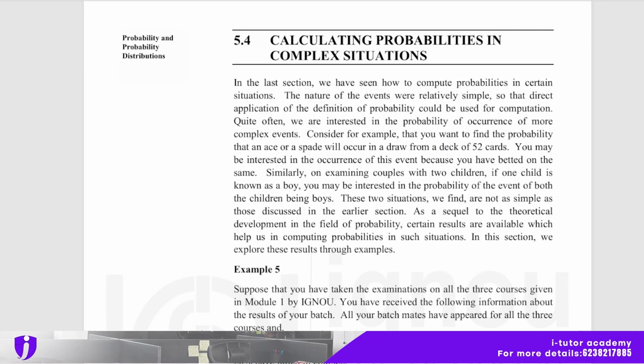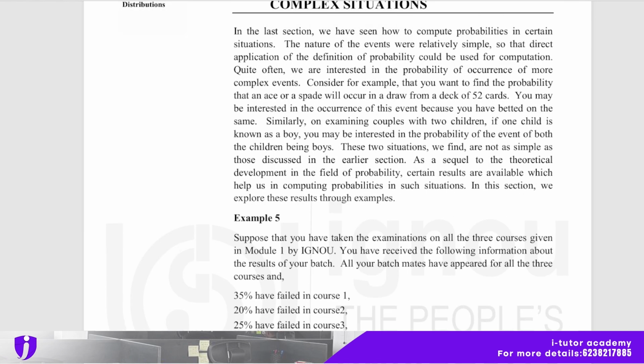In today's session, we will start with Unit 5, Subsession 4, MMPC005. It is calculating probabilities in complex situations. In the last sections, we have seen how to compute probabilities in certain situations. The nature of the events was relatively simple, so that the direct application of the definition of probability could be used for computation. Quite often, we are interested in the probability of occurrence of more complex events.